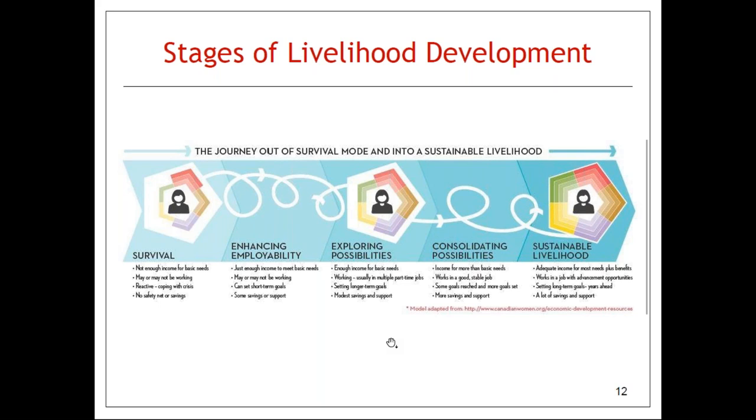So as noted earlier, the model offers a theory of change about how women move out of poverty. So I think this illustration best highlights how we've categorized and how we view a woman's transition to a sustainable livelihood. Using this illustration, what we're hoping is that you can locate your participants along this livelihood continuum. So in the first stage, it's called survival.